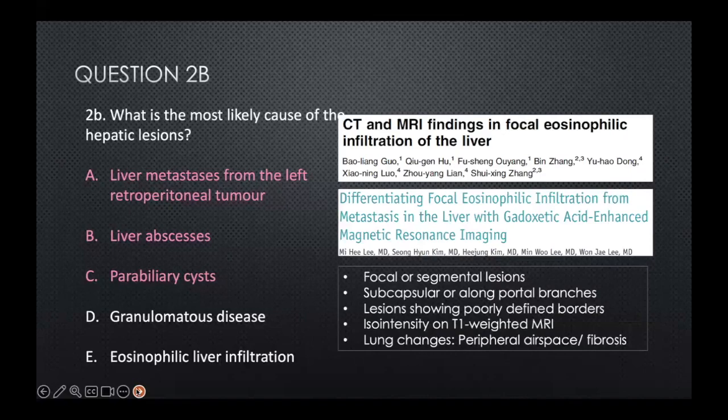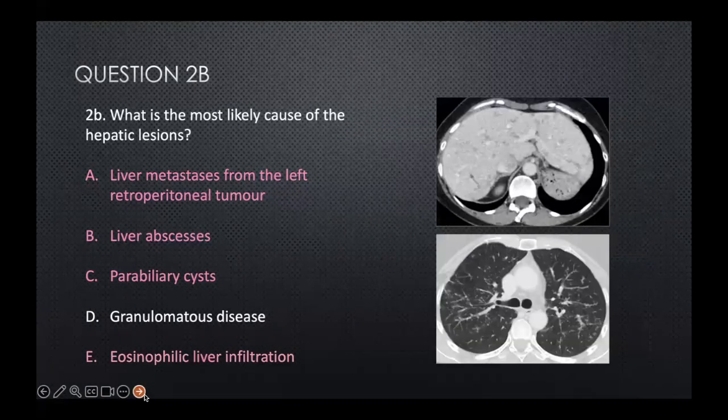Eosinophilic liver infiltration is an interesting entity. For those interested, there are two articles that you can refer to. They are fairly uncommon. They can present as focal or segmental lesions, usually subcapsular or along the portal branches, again with poorly marginated borders. But the lung changes associated are usually airspace rather than nodular changes like we see here. And so indeed, this case is one of sarcoid infiltration of the liver, or granulomatous disease.